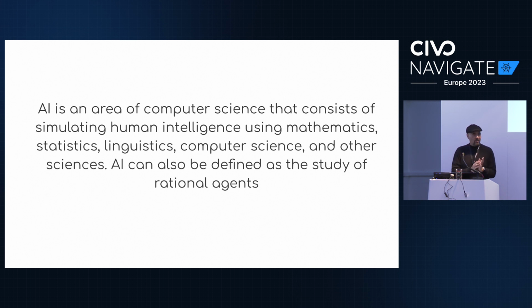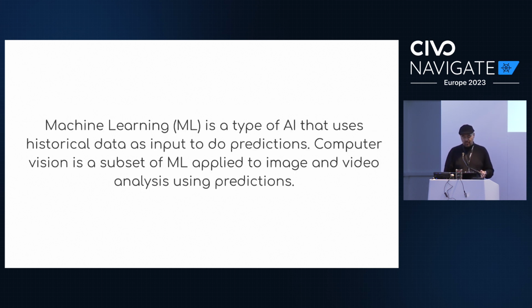One part of artificial intelligence is to study rational agents. So what is an agent? Well, let's also talk about machine learning. Machine learning is a type of artificial intelligence, like the name says, the machine that is learning about some specific topic. So how does machine learning work?